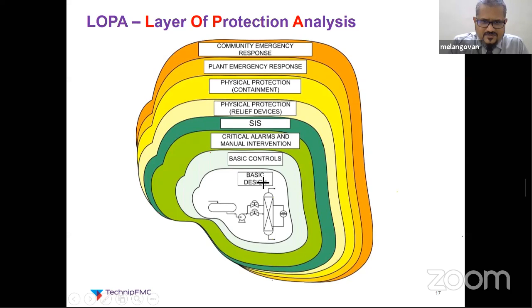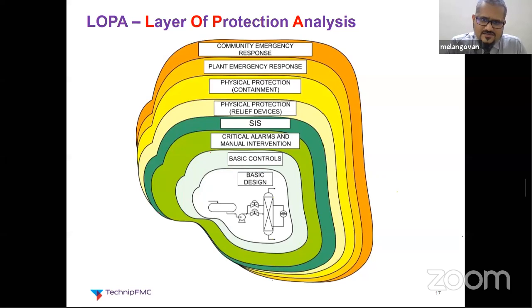So above the basic design, what is the next level of protection? That is the basic controls. Recall the P&ID that I showed in the detail design stage. We have implemented the temperature transmitters, level transmitters, level switches, and all this. These are all the basic controls which will keep the process within the design intent.